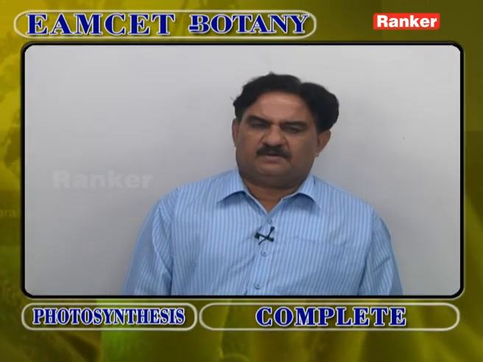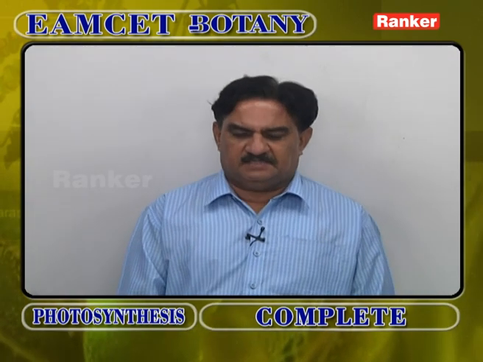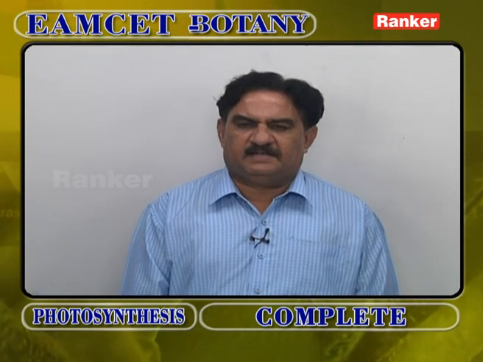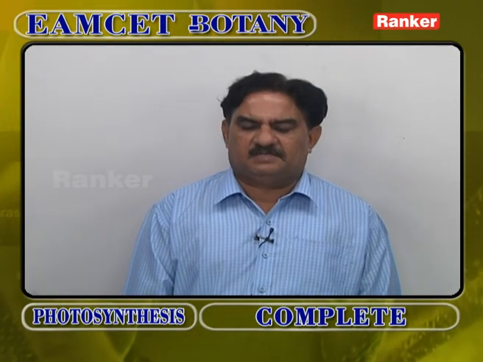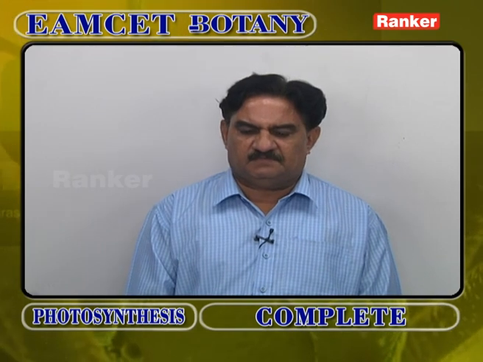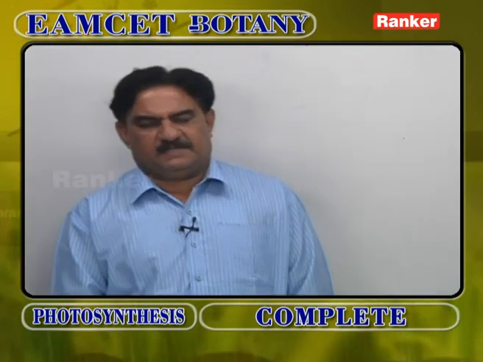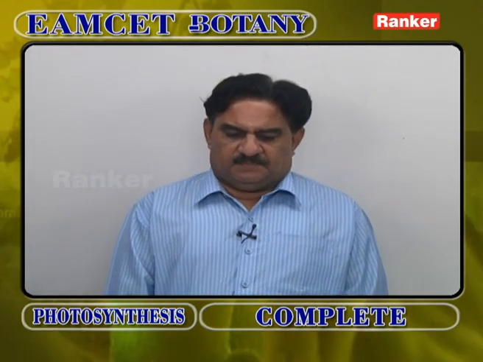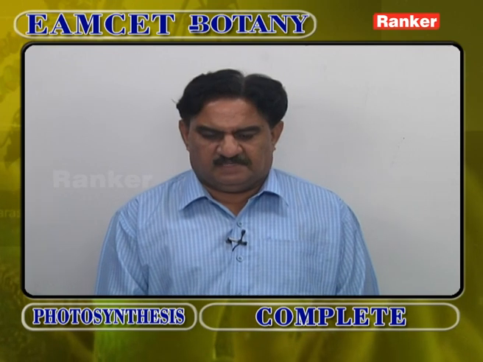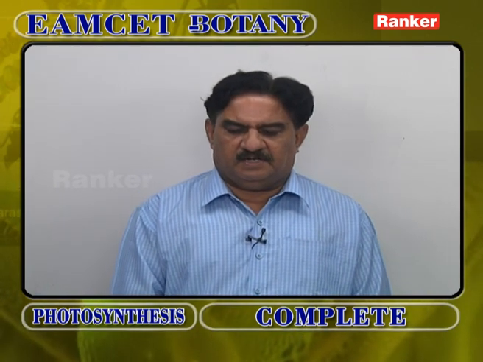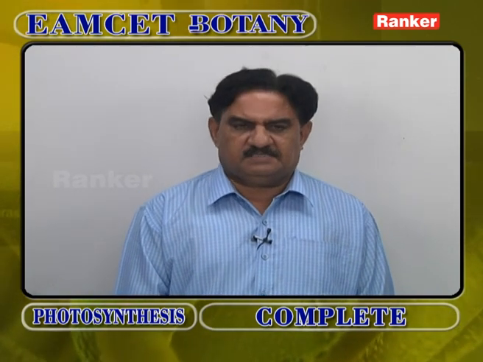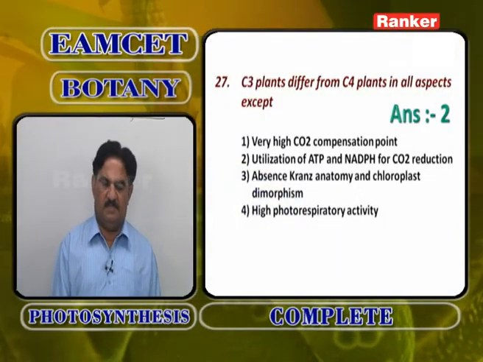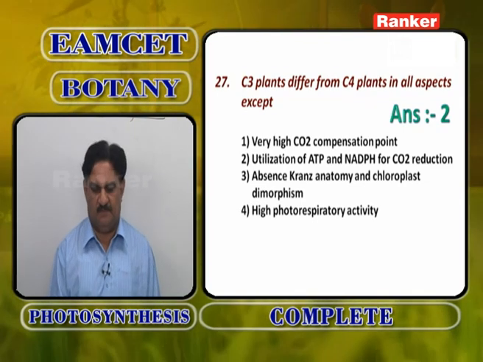Absence of Kranz anatomy and chloroplast dimorphism is found in C3 plants, and present in C4 plants. High photorespiratory activity is found in C3 plants, not in C4 plants. So C3 plants differ from C4 plants in all aspects except the common concept: utilization of ATP and NADPH2 for CO2 reduction is the same in C3 and C4 plants, because a very high carbon dioxide compensation point is shown by C3 plants, not by C4 plants.